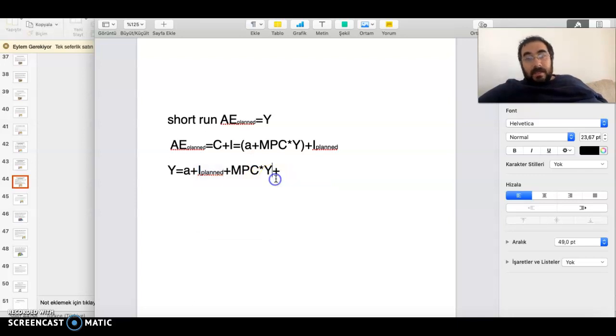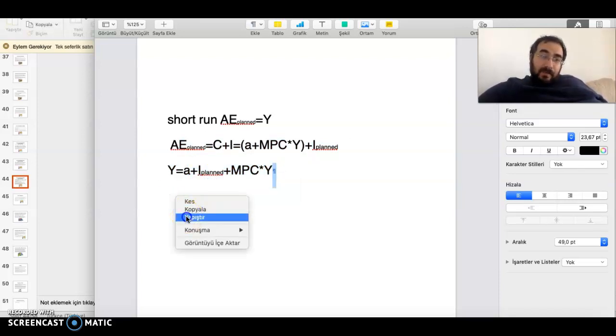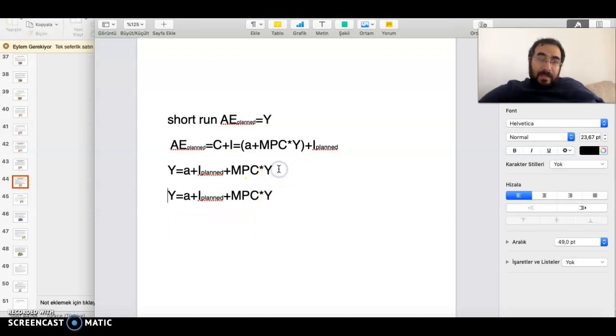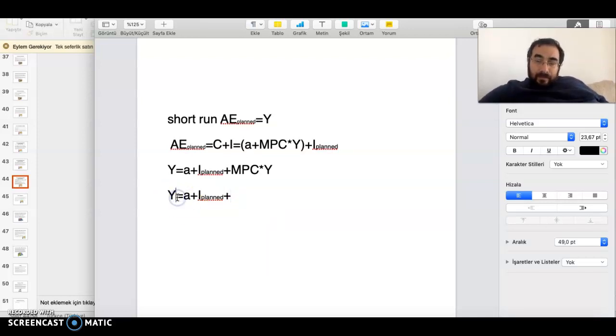Okay, now having this equation, one thing we can do is take this term and subtract it from both the right hand side and left hand side. In that case, this term will get to the left side with a minus.